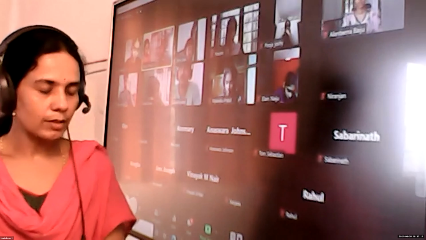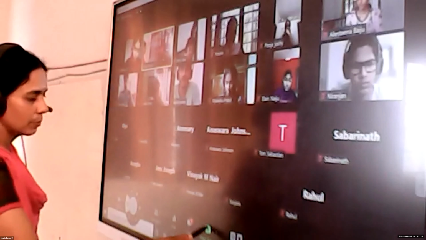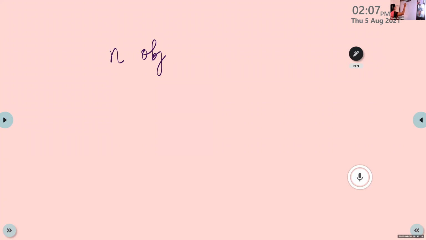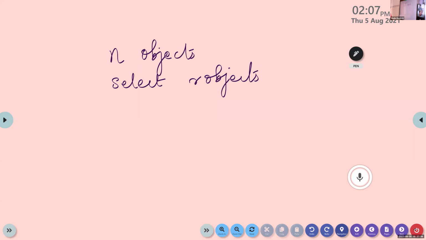Write down. The formula is like this. Suppose we have n objects, and out of n objects we are going to select r objects. We are able to distinguish the objects, and only then can we select them. Look at the notation, children. In that case only we call it a selection.